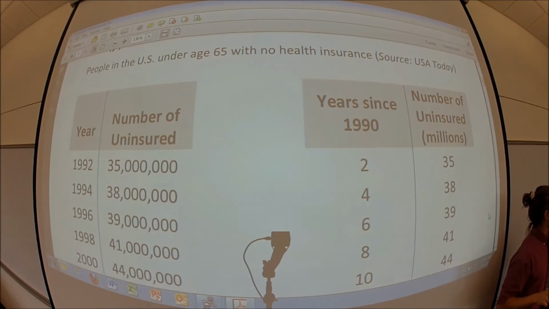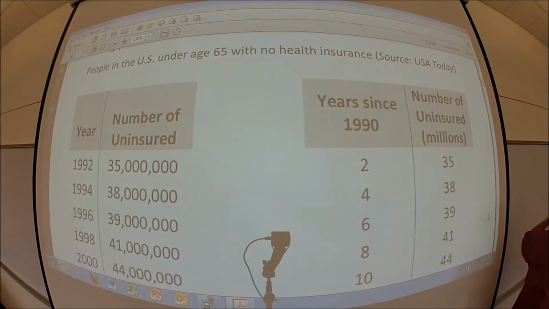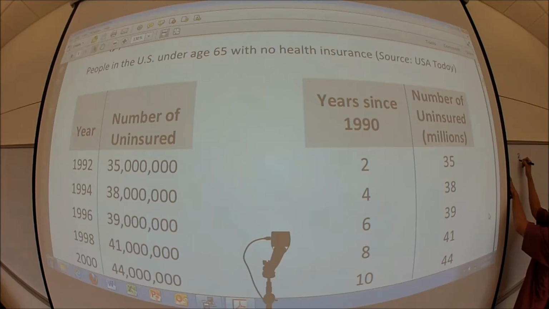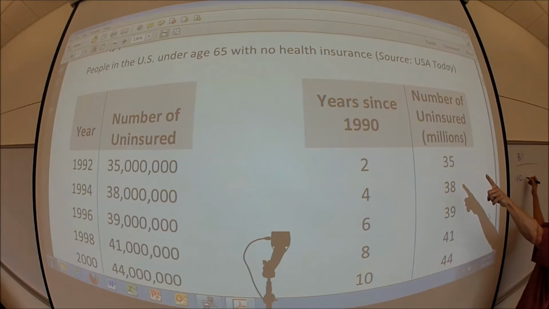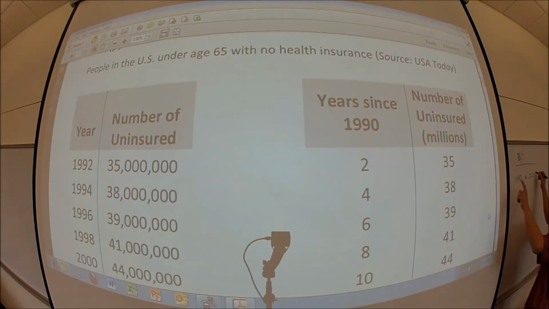Let's make this a little bit more organized. So we already did 92 and 2000. And I'm going to put this slope in quotes over here. Our slope was 9 over 8. And the units of our slope are millions per year. Millions per year, right?